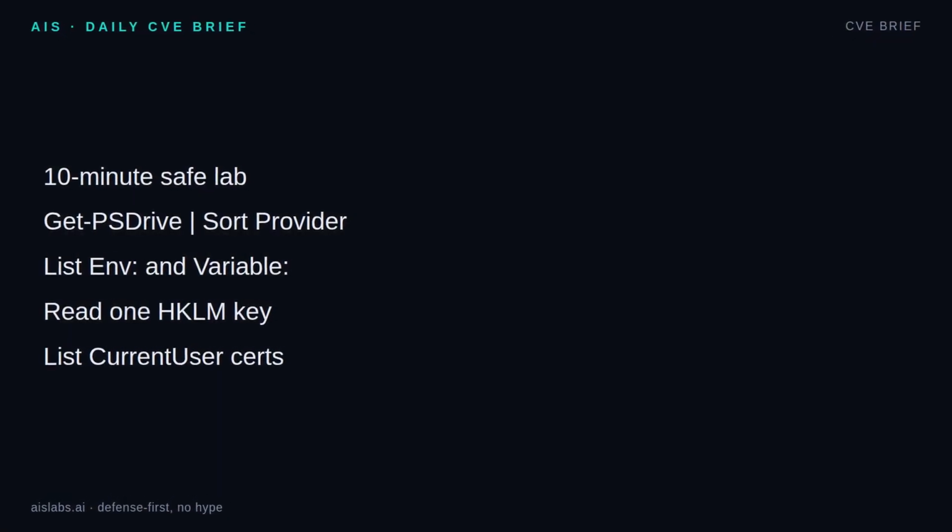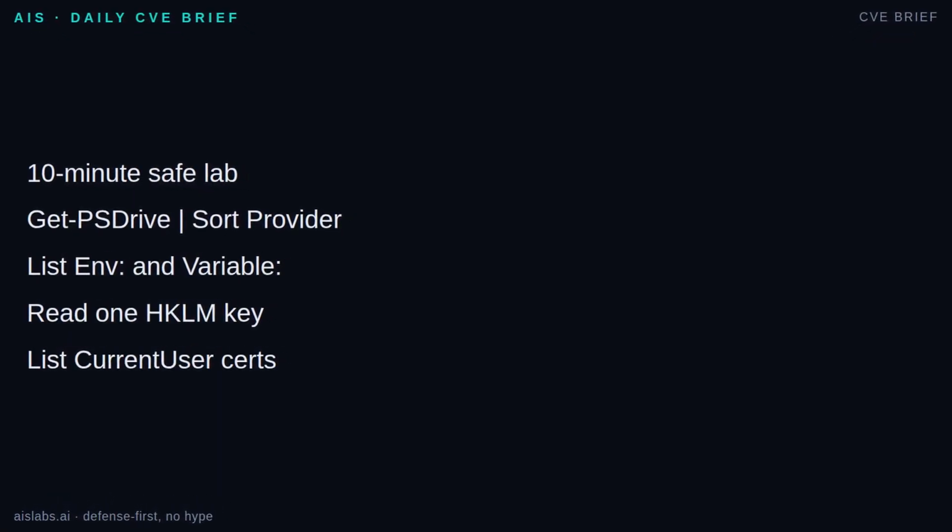Your 10-minute exercise is safe and read-only. Open PowerShell 7 on a test machine or your own admin workstation. Run Get-PSDrive and sort by provider. Visit env with Get-ChildItem env: and find Path, TEMP, and USERNAME. Visit variable and look at what your session is carrying. Then read HKLM:\Software\Microsoft\Windows NT\CurrentVersion with Get-ItemProperty and select a few build fields. Finally, list Cert:\CurrentUser\My and select Subject, NotAfter, and Thumbprint. Do not set anything, remove anything, or copy commands from random blogs that use New-ItemProperty today. This episode is about building eyes before hands.